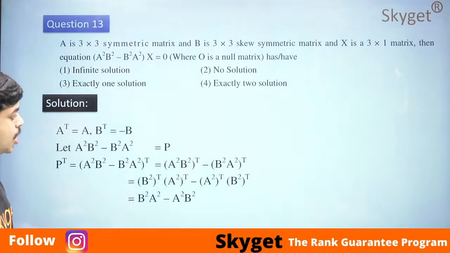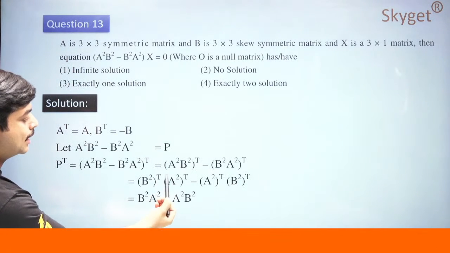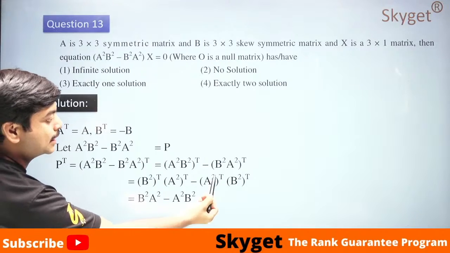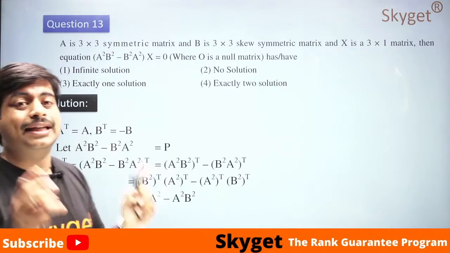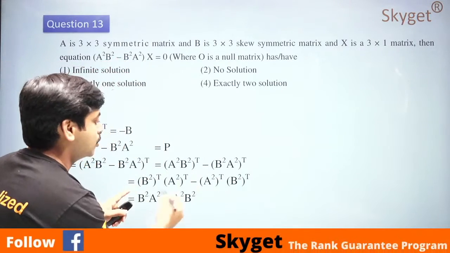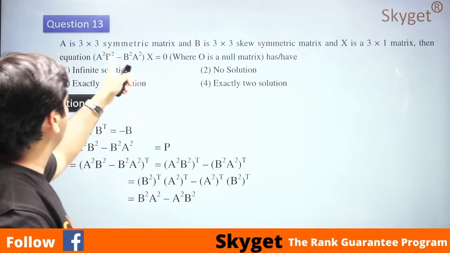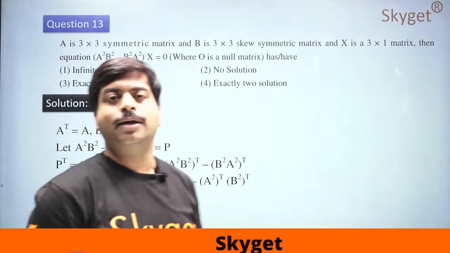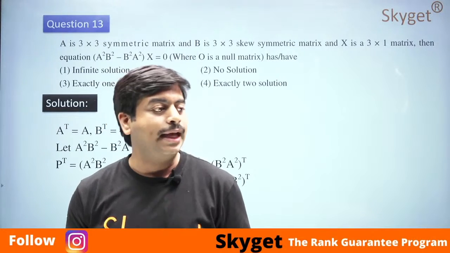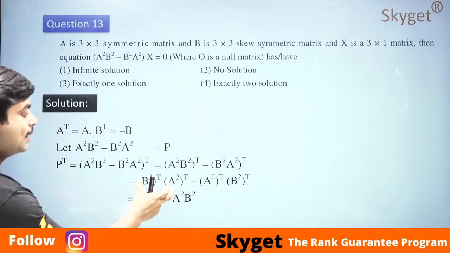As I said, (B square) transpose into (A square) transpose minus (A square) transpose into (B square) transpose. These two are not equal. Don't cancel these two and write a null matrix. In matrix multiplication, AB is not equal to BA. That's the reason these two are not equal.